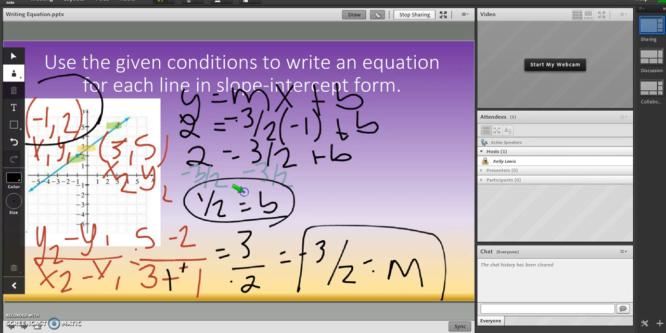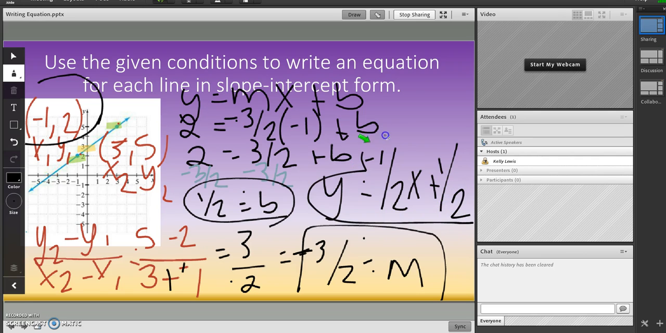So I have my y-intercept here and my slope here. Remember, that's negative. So I have y equals -3/2 x plus 1/2. Leave it either all fraction or all decimal.